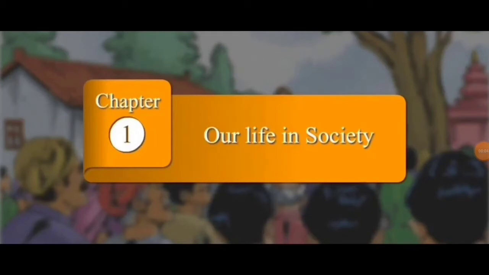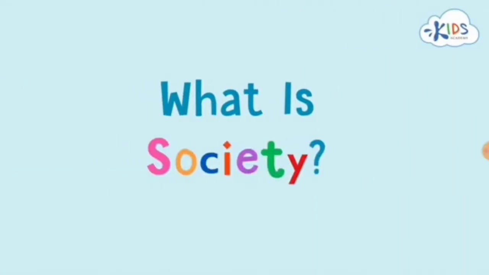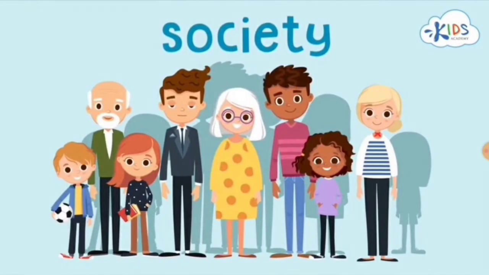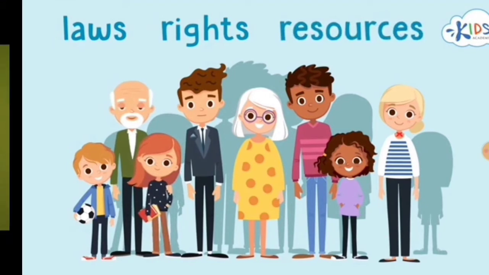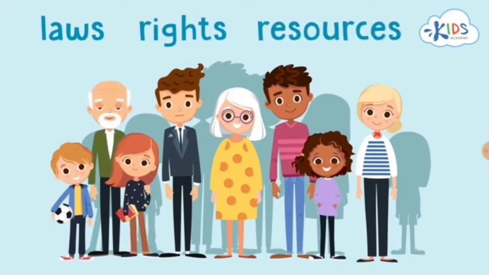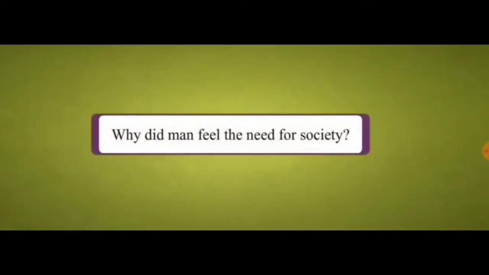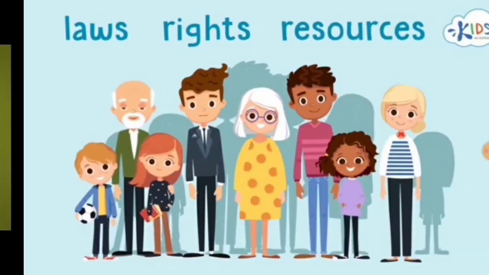So, we look at the lesson Our Life in Society. First question is, what is society? Society is a large group of people who share laws, rights and resources. When people started living together, they came up with a lot of customs and lifestyles. Well, talking about society, you, me and everyone around us, we all are a part of it. A society can only flourish if each and everyone in society contributes.